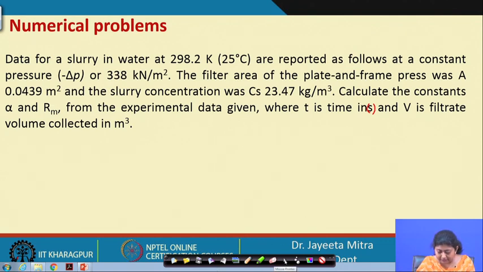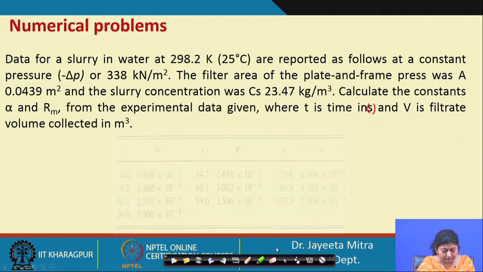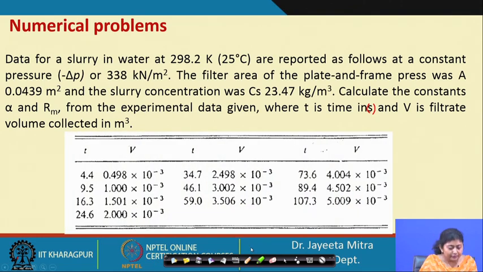So, let us see first what is the data given. So, here is the data. As we already know, for the constant pressure process, pressure is constant, and the only variables are time t and volume V collected at that time. So, we have data starting from 4.4 seconds to 107.3 seconds, and V varies from 0.498 into 10 to the power minus 3 meter cube up to 5.009 into 10 to the power minus 3. Okay, so this is the data.